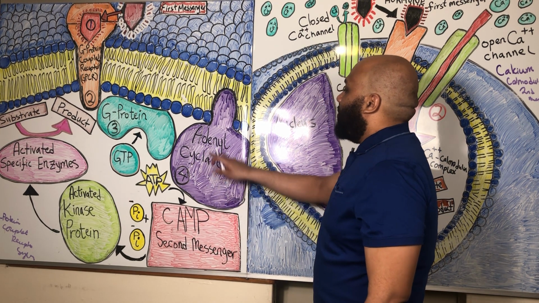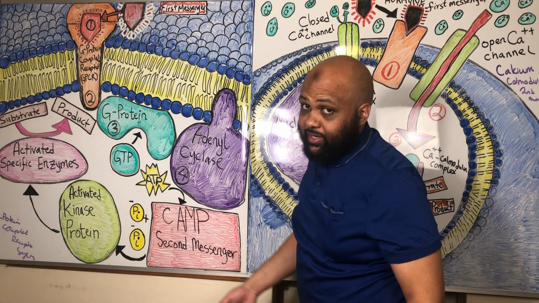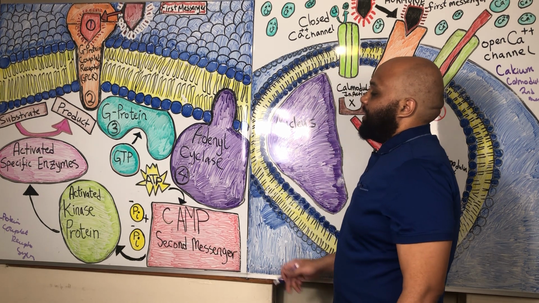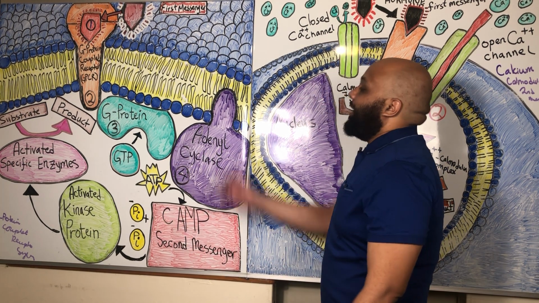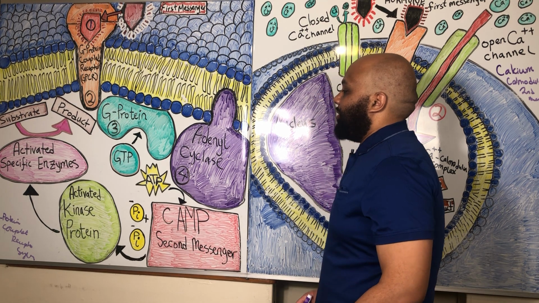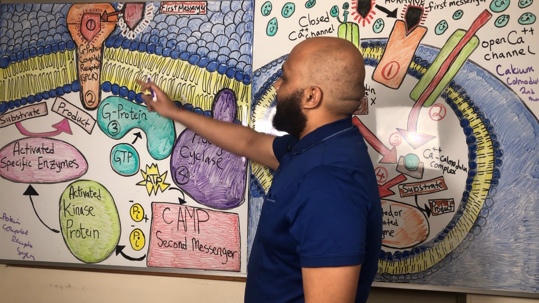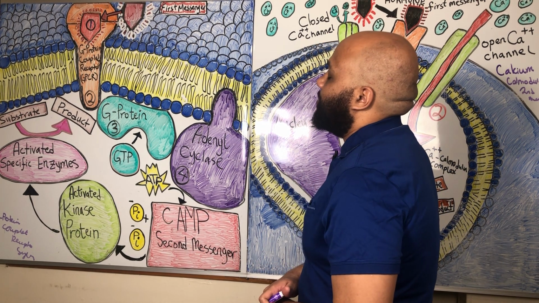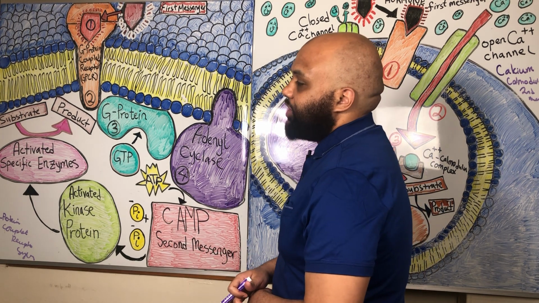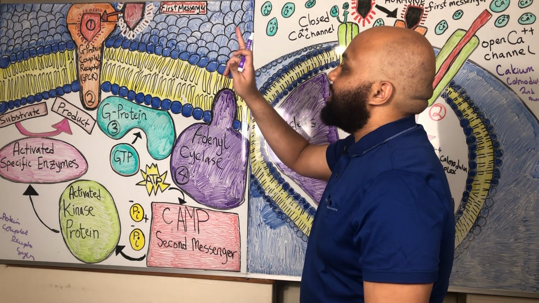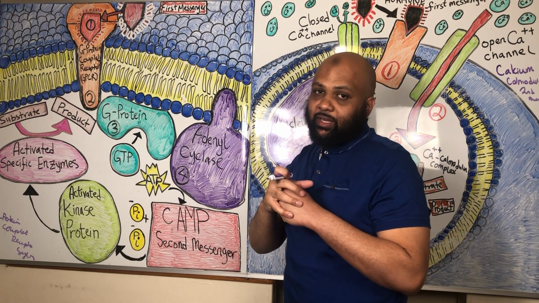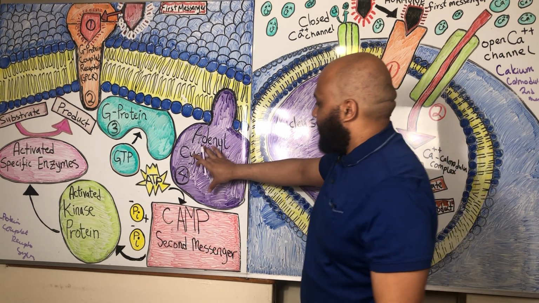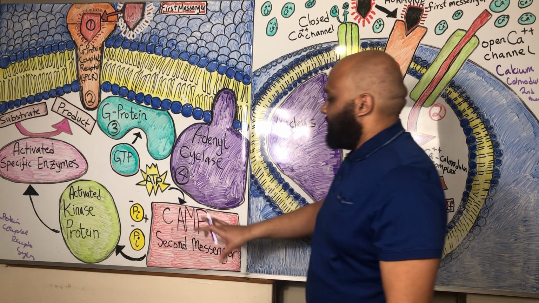adenyl cyclase. Adenyl cyclase is usually inactive, but it only becomes active when G protein is activated by the binding of GTP, and the G protein was activated by the binding of GTP due to the conformational change that took place in the structure of the G protein coupled receptor, and the G protein coupled receptor only changed its conformation after the hormone successfully bound like a lock and key with the receptor. Then the adenyl cyclase is going to be activated, and that's its job.